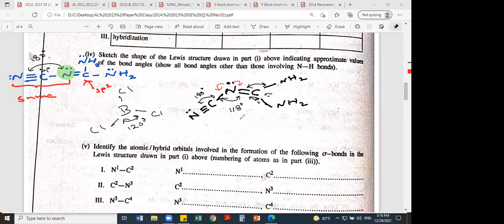The others, 180 to 120, plus or minus. This also around 119 is accepted. They have accepted the answer within a certain range. No need for it to be exactly 120 here. So if you put values between, like 115, even that is accepted.